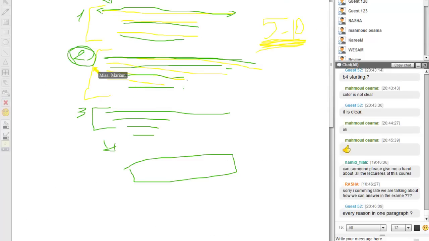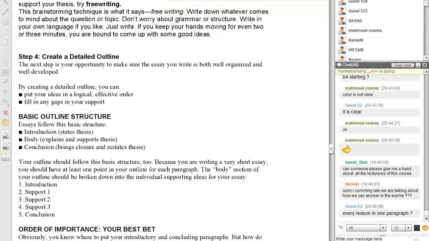In the body section, we are talking about reasons. Every reason will be in one separate paragraph, and I have to support this reason with details or examples, illustrative ideas, in order to make my essay strong and coherent.